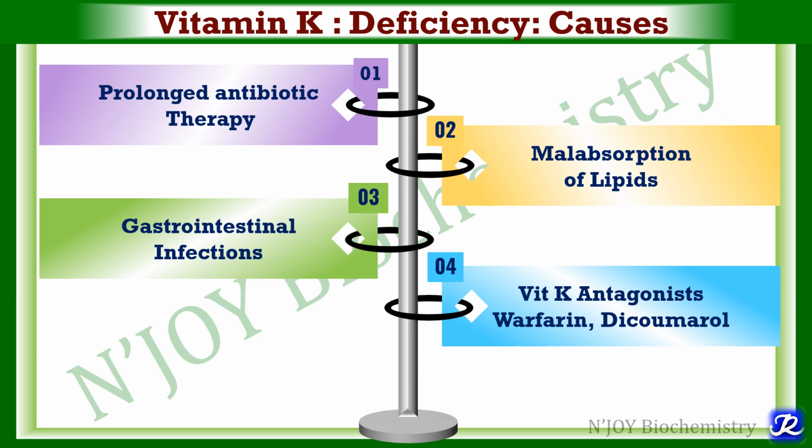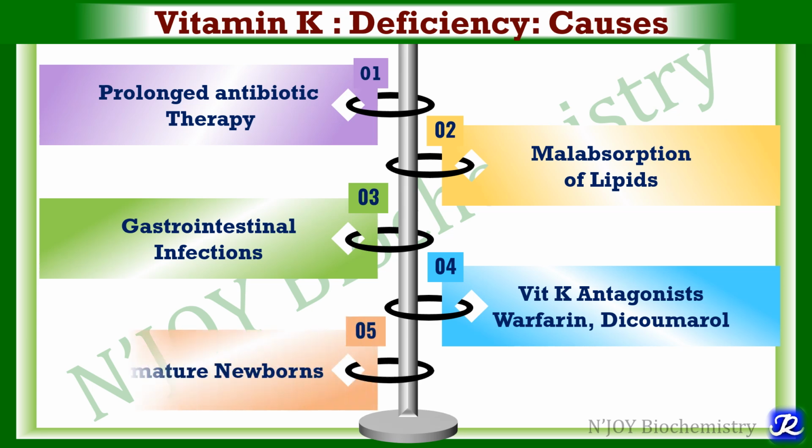Then the vitamin K antagonists like warfarin and dicumarol, which are used for anticoagulant therapy, can lead to vitamin K deficiency. And it can also be seen in newborns and it can manifest as hemorrhagic disease of the newborn. These infants have relative vitamin K deficiency, and the various reasons are poor passage of vitamin K through the placenta, lack of hepatic stores, absence of intestinal bacterial flora and limited oral intake, because breast milk has very low levels of vitamin K. So all these can be the causes of deficiency of vitamin K.